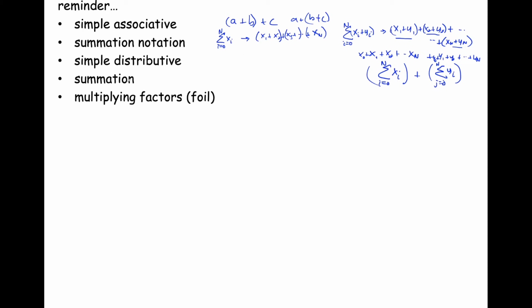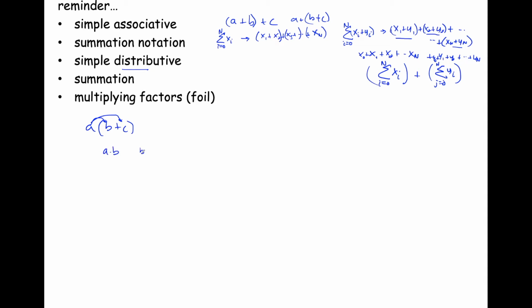Let's take a look at the distributive rule. The distributive rule says if I have A and I multiply that by some sum B plus C, well, I can distribute this multiply by operation. So I take this A, multiply it by the first term, multiply it by the second term. So that first term is A times B.